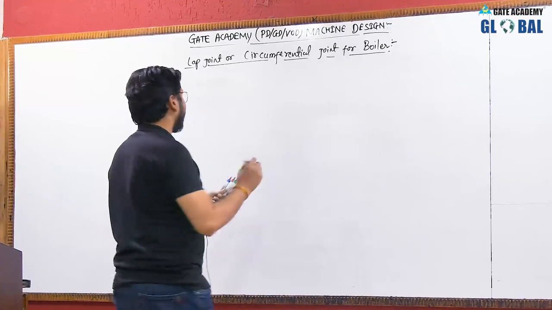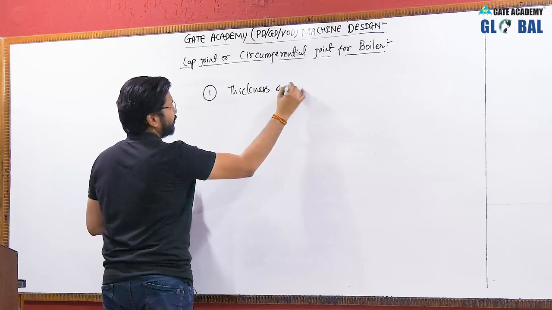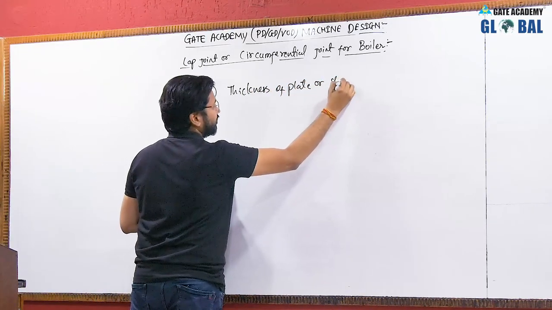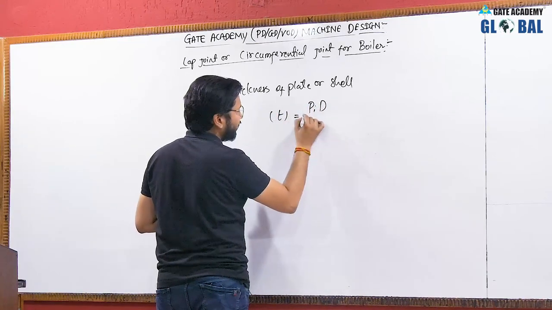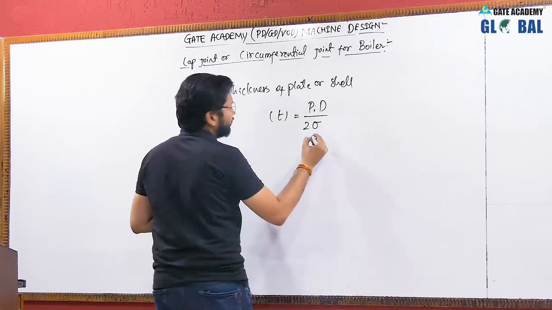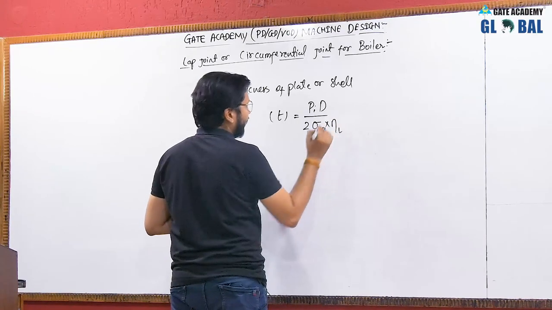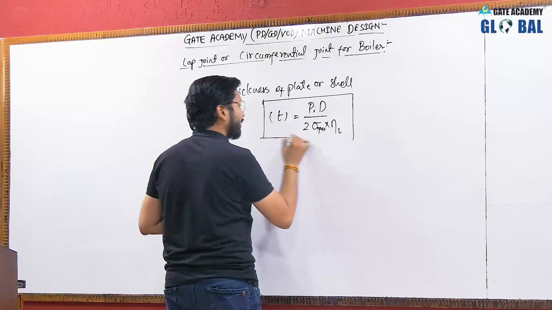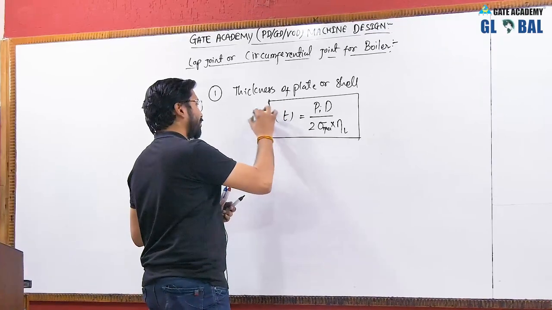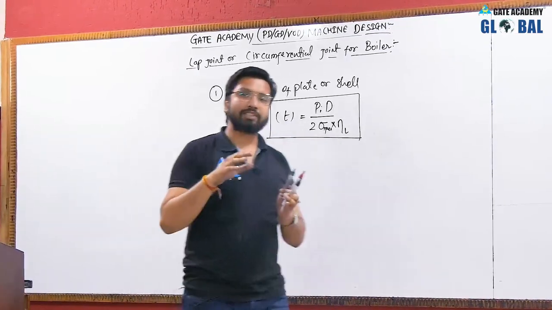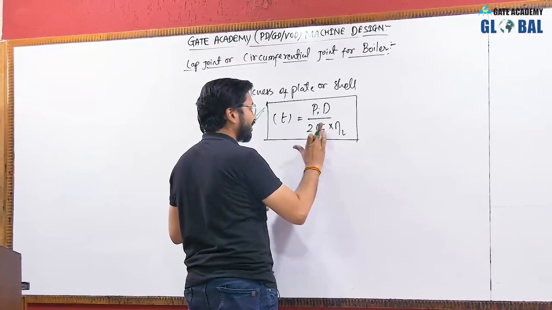As previously we have seen, the thickness of plate or shell, that is T, was pi into d divided by 2 into sigma t permissible multiplied by eta l. This was the thickness of the plate, and here we don't need to change this formula. We will be using the same formula because the thickness will always be based on the highest value of the stress, and that is the circumferential stress. So here we will be using the circumferential stress.